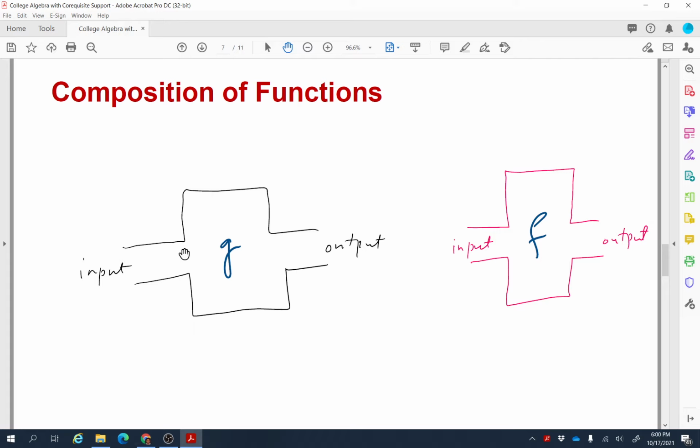So for any function, there is an input and an output. Remember, these inputs and outputs might be different depending on what function you have. We name them as the domain and range. Domain and range.